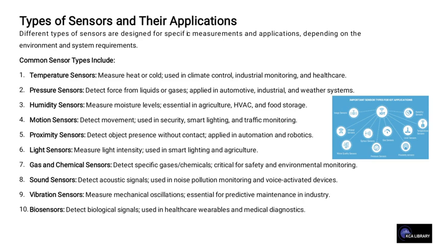There are also gas and chemical sensors, which detect specific gases or chemicals, and this is critical for safety and environmental monitoring. Here are the sound sensors, which detect acoustic signals and are used in noise pollution monitoring and voice-activated devices. We also have vibration sensors, which measure mechanical oscillation, essential for predictive maintenance in industry. And lastly, we have biosensors, which detect biological signals and are used in healthcare, wearables, and medical diagnosis.